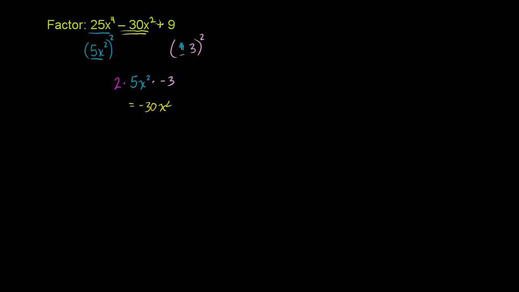So we can just rewrite this as 5x squared minus 3 times 5x squared minus 3. And we saw in the last video why this works. And if you want to verify it for yourself, multiply this out. You will get 25x to the fourth minus 30x squared plus 9.